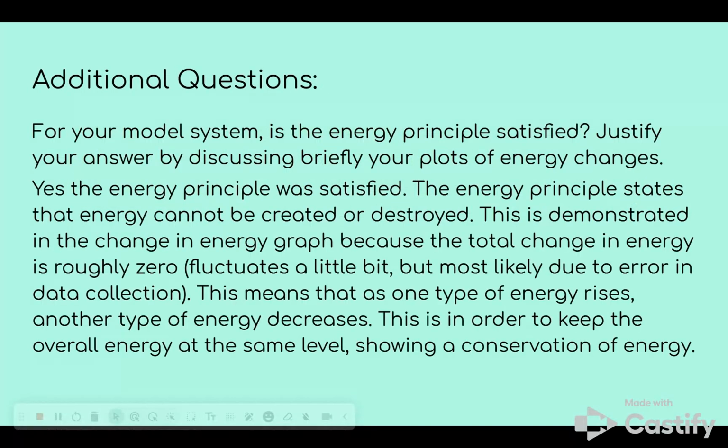For some additional questions: is the energy principle satisfied in your model system? Justify this. Yes, our energy principle was satisfied. The energy principle states that energy cannot be created or destroyed, which is demonstrated in the change in energy graph because the total change in energy is roughly 0. It fluctuates a little bit, but that's probably due to error in the data collection, and this means that as one type of energy rises, another type of energy decreases, in order to keep the overall energy at the same level, showing a conservation of energy.